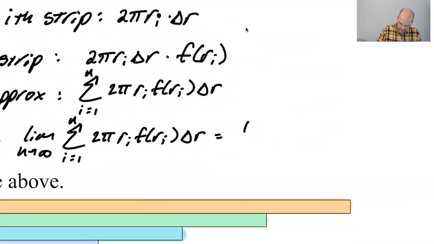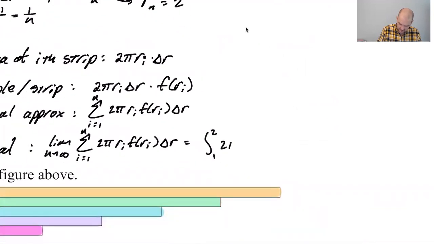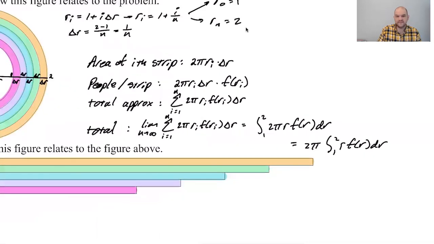It's going to be the integral from 1 to 2. So where's 1 and 2 coming from? R0 is 1, and Rn is 1 plus 1, which is 2. So the integral from 1 to 2, 2 pi, r sub I becomes r, f of r, dr. But you'll probably see it written as 2 pi times the integral from 1 to 2 of r f of r dr. Look at that. That's pretty interesting.